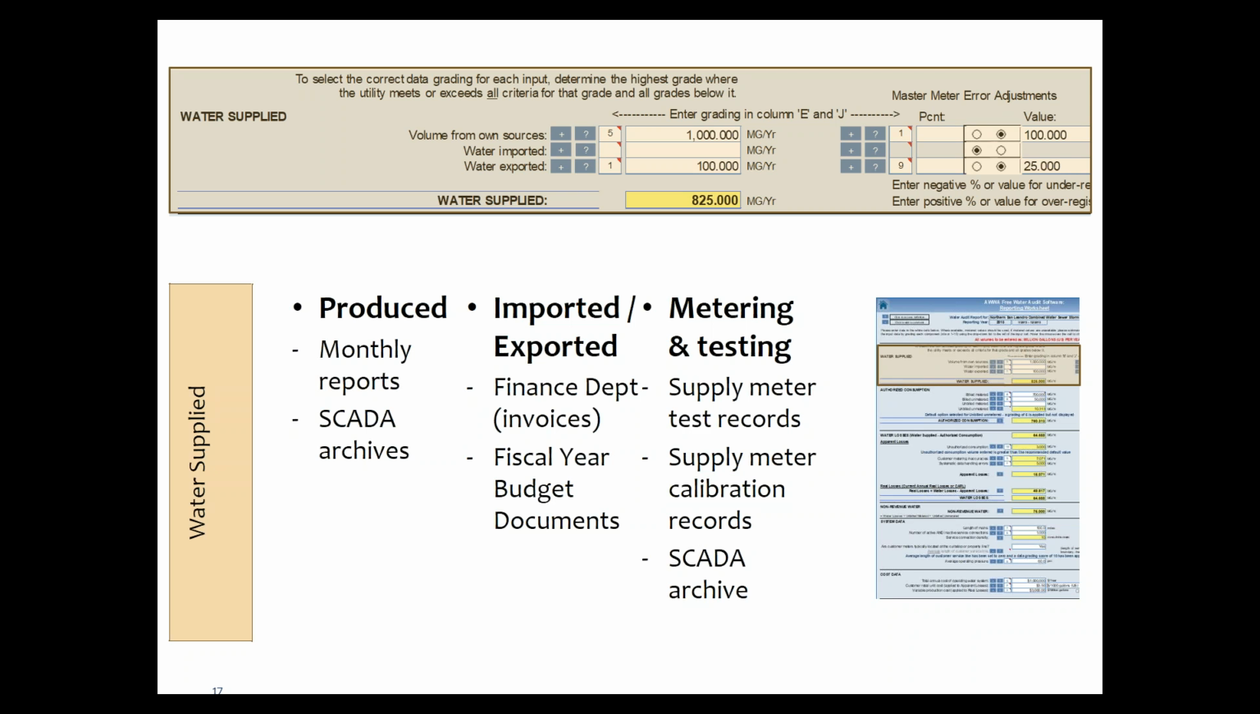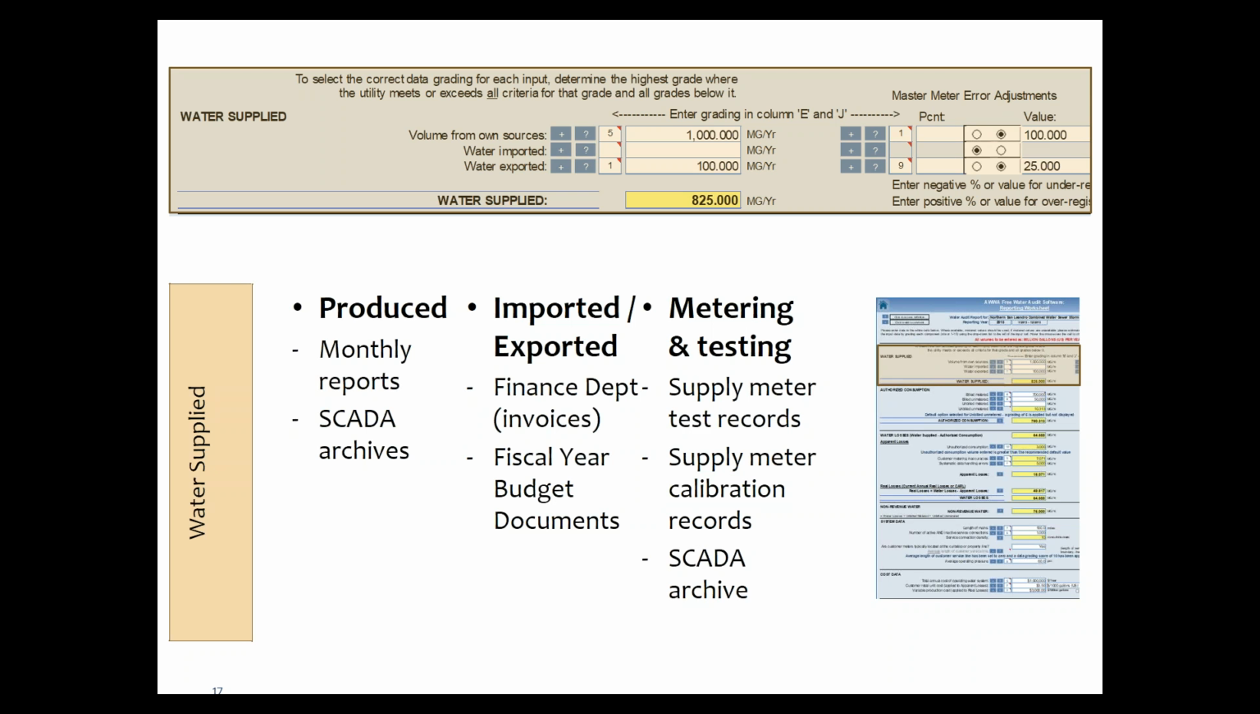So for our water supplied, we would like to see monthly reports, or volumes broken down per year, per meter, per month, that is recording those volumes going into your distribution system. Again, imported water or exported, if there are imported volumes, then that may come from invoices from the exporter. And we're also looking at how those meters are treated with respect to testing. The testing practices and the frequency in which that testing occurs.